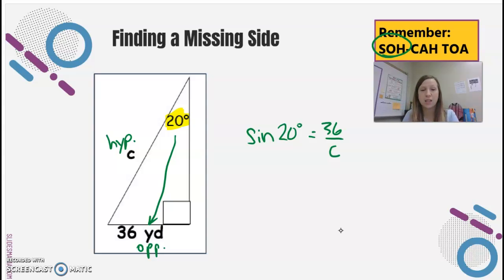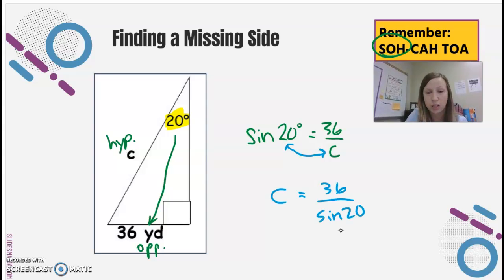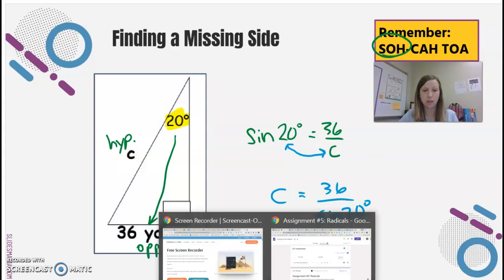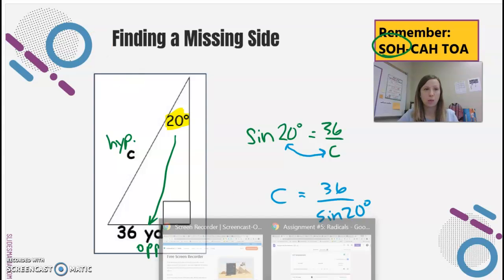So in this case, I showed my students a little trick that might be helpful when it is a division rather than a multiplication. Instead of cross multiplying, what you can do is just have these two switch places. C equals 36 divided by sine of 20 degrees. And then you would just type that into your calculator and it will tell you what C is. So I'm going to go to my Desmos calculator. Okay, for those of y'all that would like to see what it looks like, give me one moment.